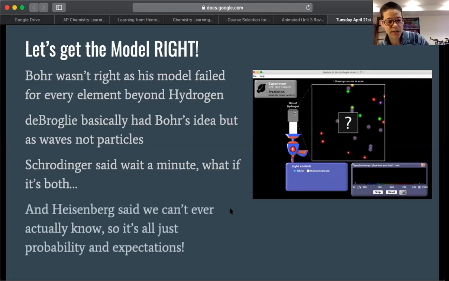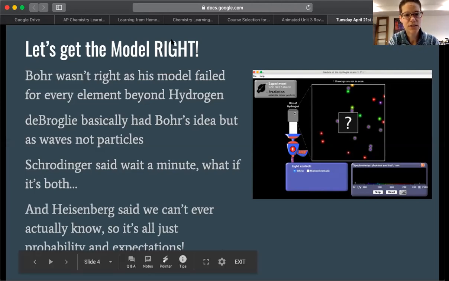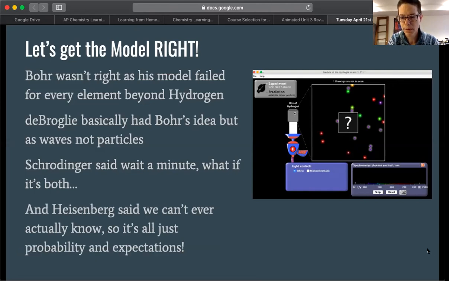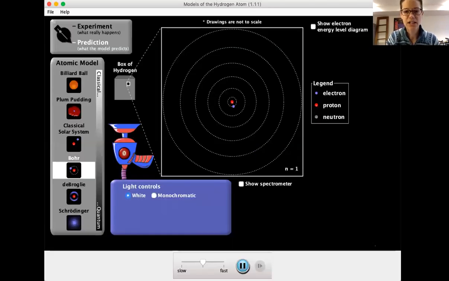And this other German guy, Heisenberg, said, well, you know what? We can't actually know what an electron is because they're so small and so fast. So all we can ever do is make a guess. And this is accepted scientific theory: we're just going to make a guess. The guess we are going to make is based on this last model that I'm going to pull back up. And this guy actually does a pretty decent job of it.